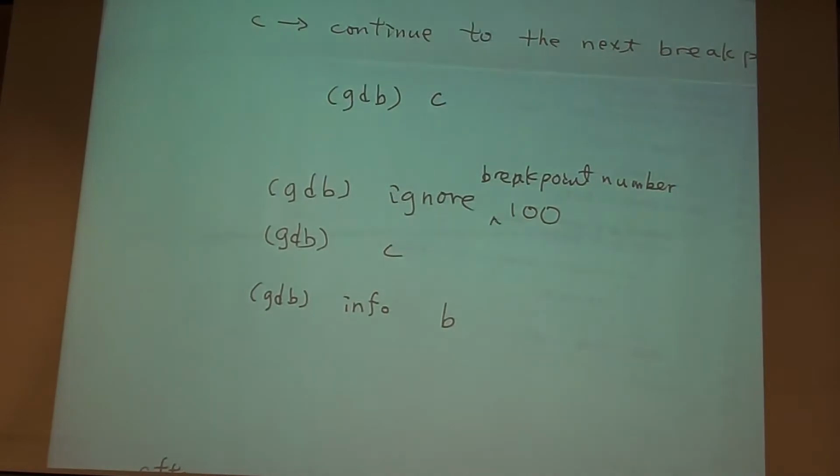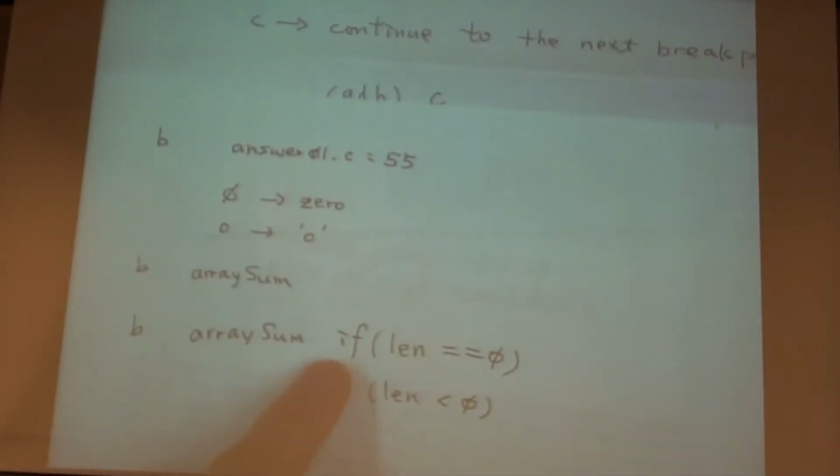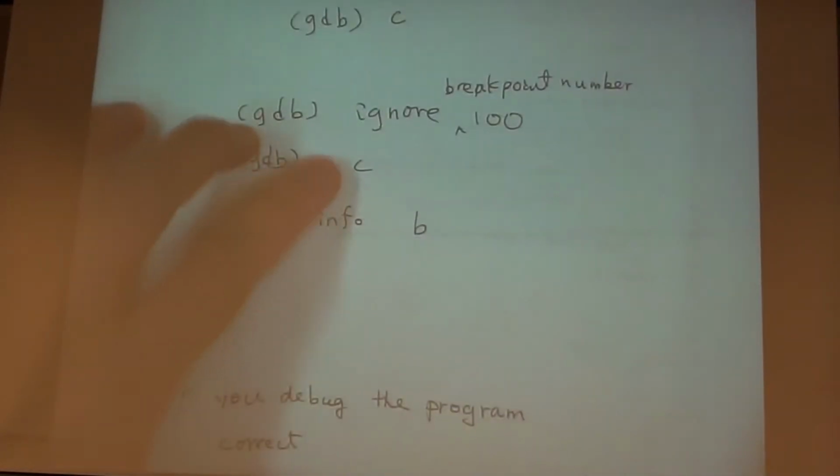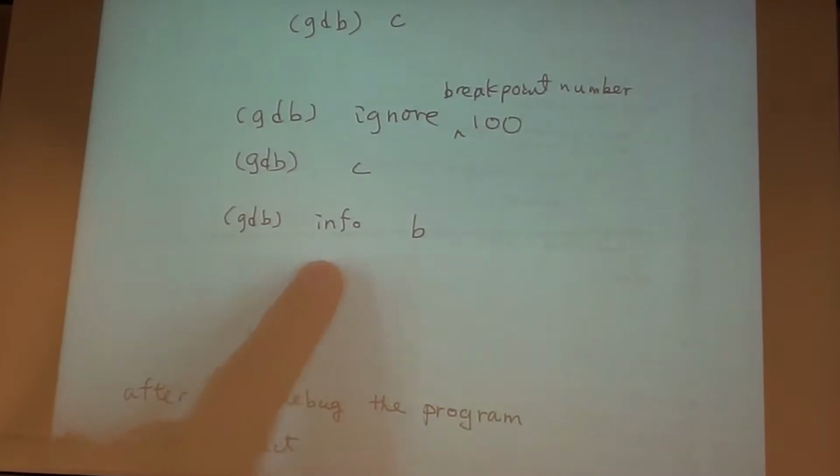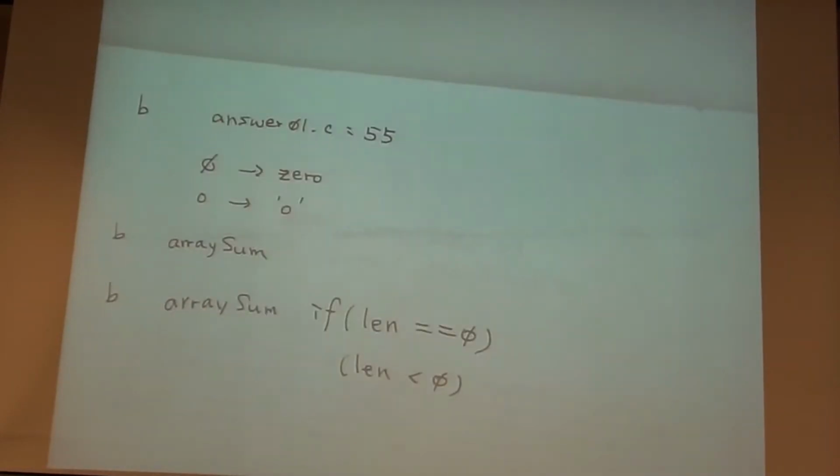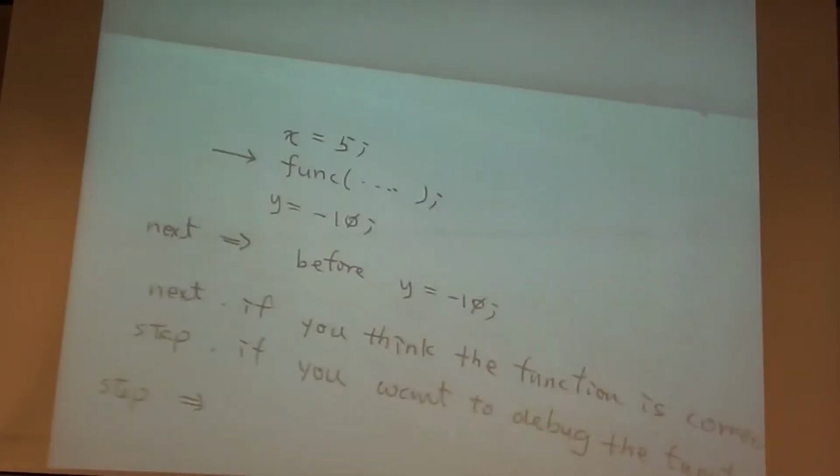I talk about conditional breakpoint. You can say break if something, like a conditional breakpoint, to continue. You see information that shows you the breakpoint, and so on. So GDB is very, very useful. Of course, the ideal scenario is you write programs without bugs. That's ideal, but it's usually not easy.